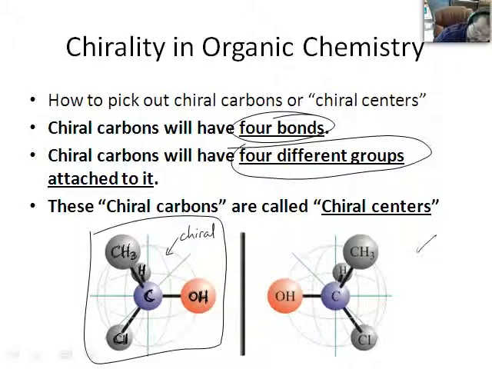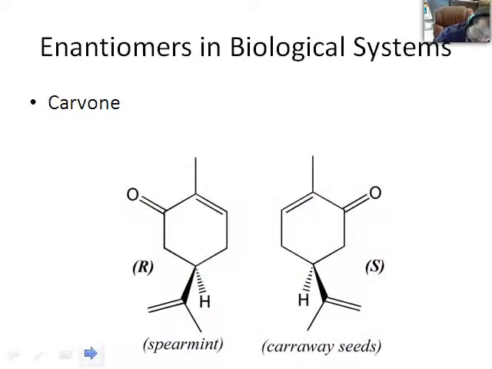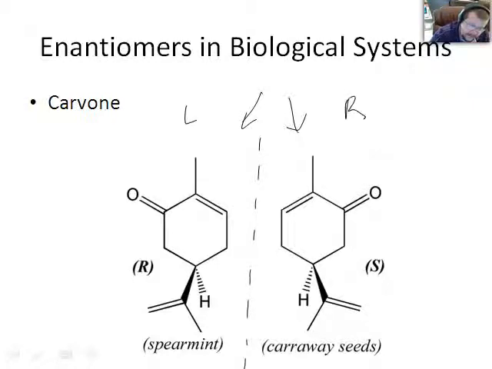And on the right, if we look at it, we've got a mirror image. The H's are in the back, the OH's are pointing towards one another, the CH3's are on the front, so perfect mirror images. Let's see if we can identify a chiral carbon inside carvone. Carvone is the name for the 2 molecules on the left and on the right here. Now they're enantiomers. They're mirror images of one another. We could say this is the left image, this is the right image.